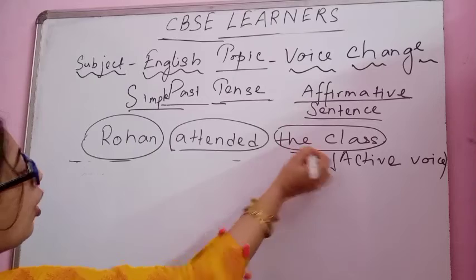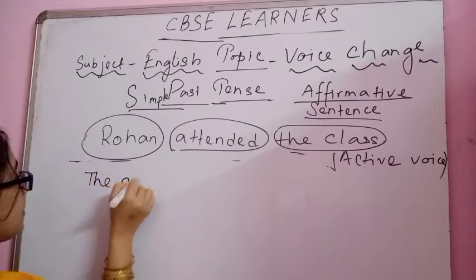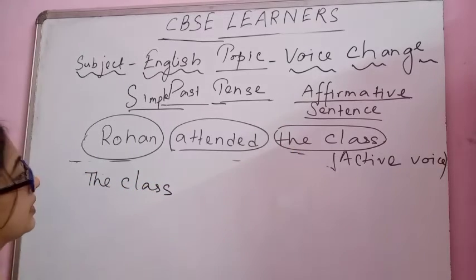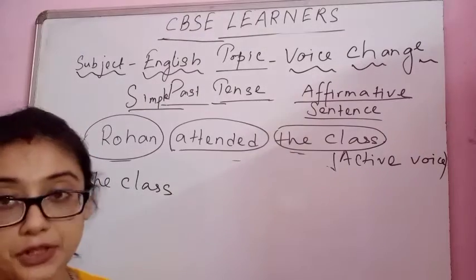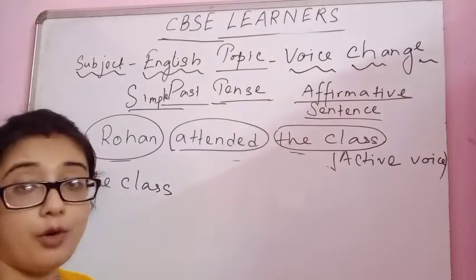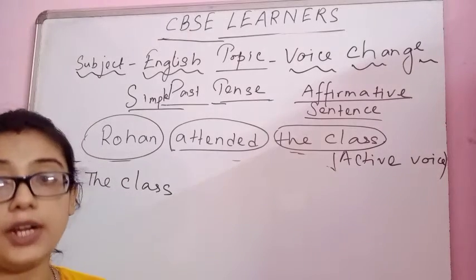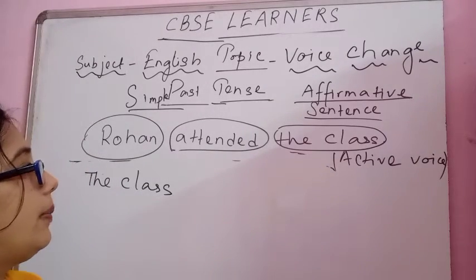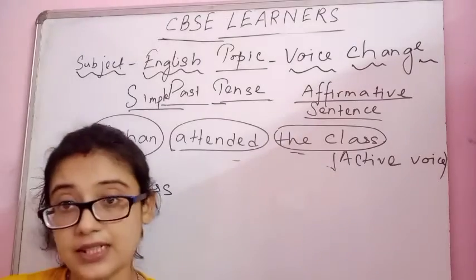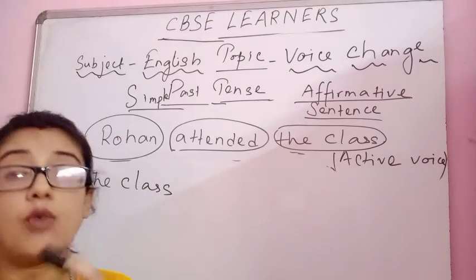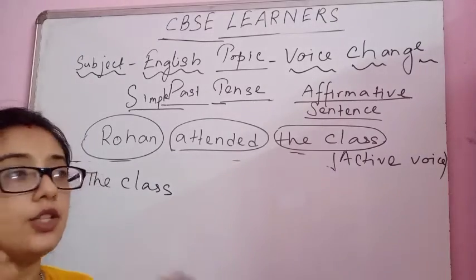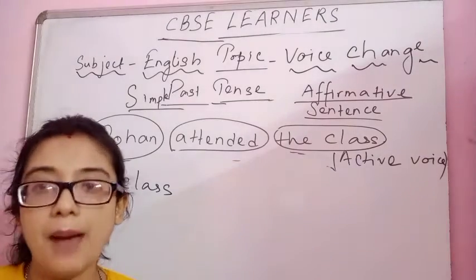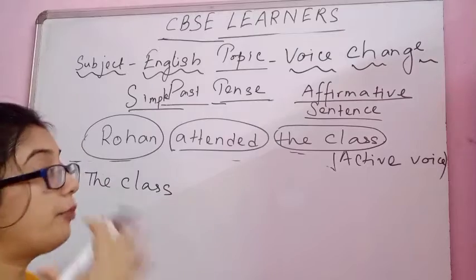We have to bring the object, which is the class. Now what do we need when we convert it into passive voice? We need an auxiliary verb. Which auxiliary verb will we be using? In case of present tense, we used is. Now, what is the past form of is or am? We used either is, am, or are in case of present tense, isn't it?